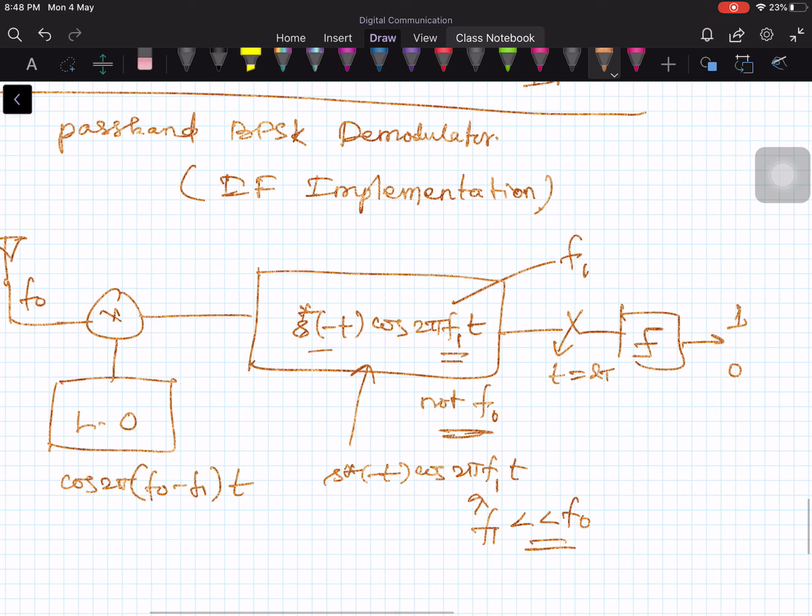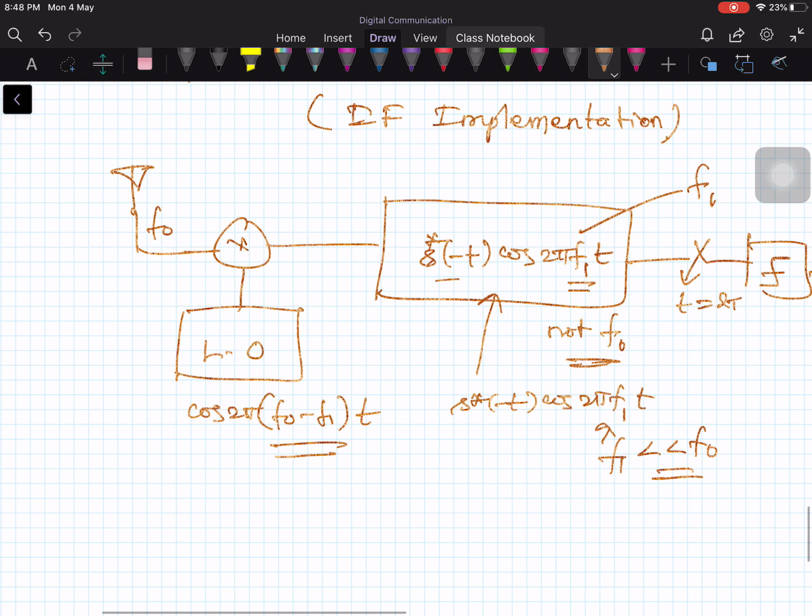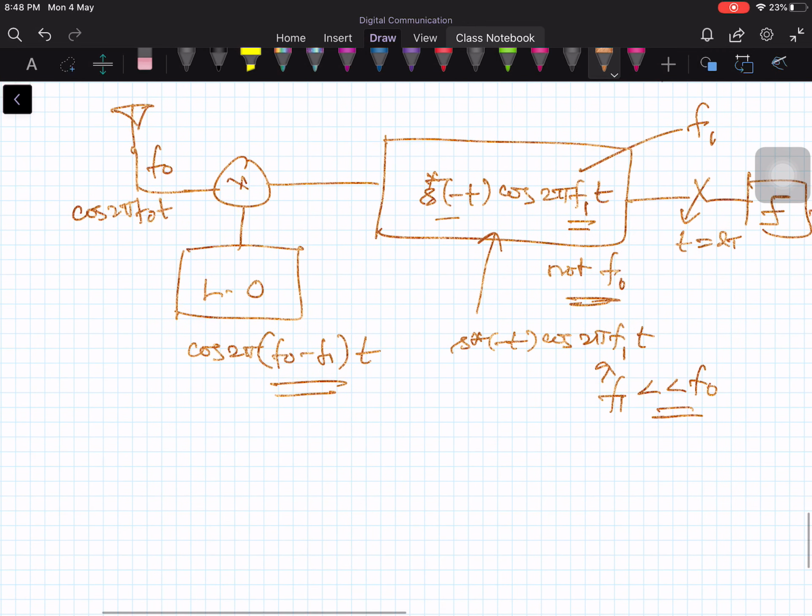So obviously it implies that you are first translating the incoming signal down to this frequency f1 by beating it with a local oscillator of the frequency f0 minus f1. See, the incoming signal is cos of 2 pi f0 t, and this is cos of 2 pi times f0 minus f1 times t. You multiply these two, and the output is at f1. That you can simply prove by using simple trigonometric identities, like cos of 2 pi f0 t multiplied by cos of 2 pi times f0 minus f1 times t.